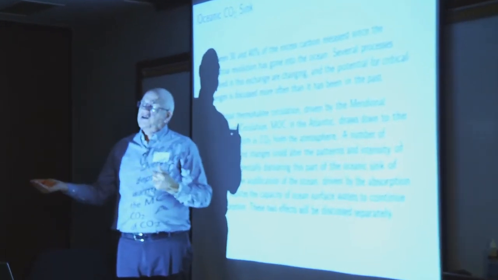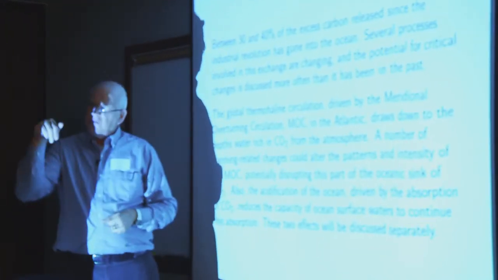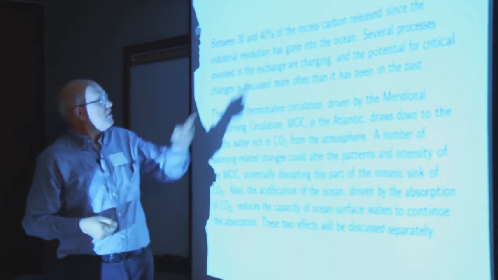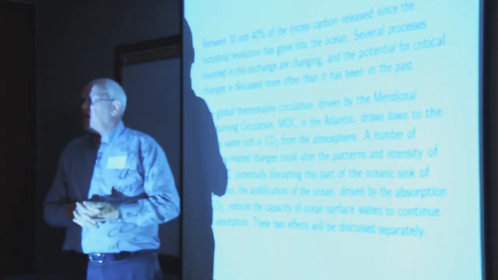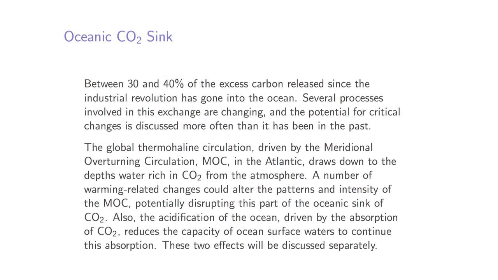As the environment changes, the distribution of that flux of carbon dioxide changes. So we estimate that between 30 and 40% of the carbon dioxide that we've emitted into the atmosphere, the excess carbon dioxide we've emitted since the Industrial Revolution began, has gone into the ocean.